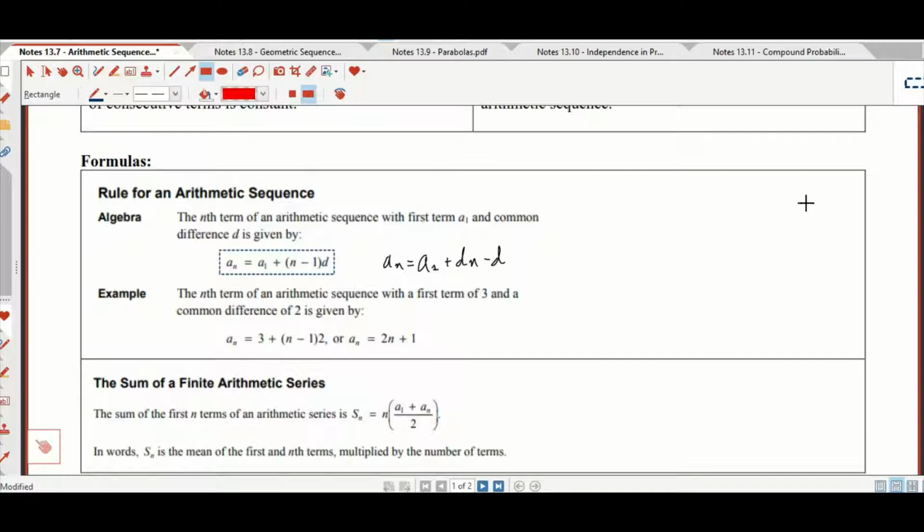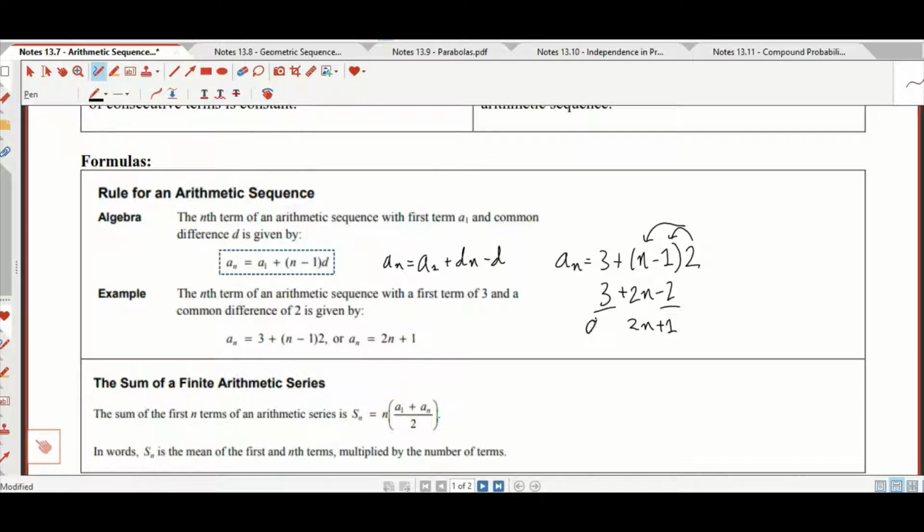Okay. You might have an arithmetic sequence with the first term 3 and a common difference of 2. So again, that would be a sub n is equal to your first term, 3, plus the n minus 1, where n is whatever term you're looking for, times the common difference. Now, that's where you might be interested in distributing in there. So 3 plus 2n minus 2. Sorry, that's a 2n. What am I doing? 3 minus 2 is 1, so you get 2n plus 1. That's another way of saying it.